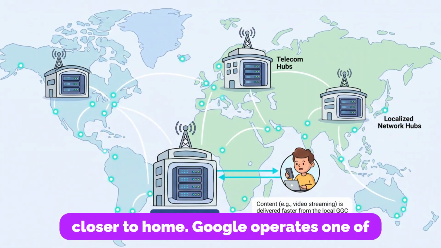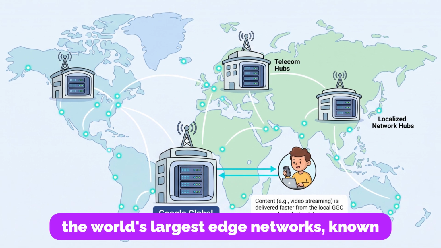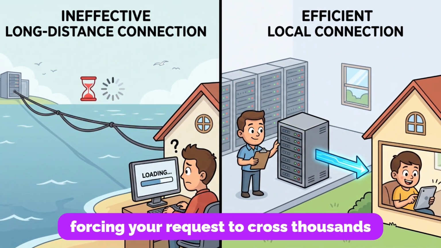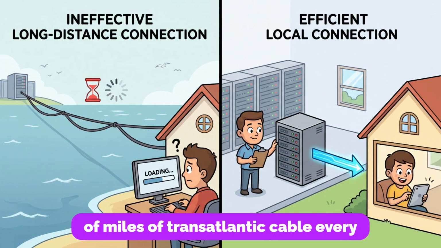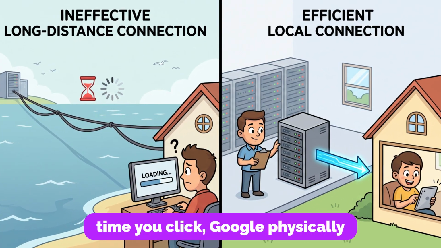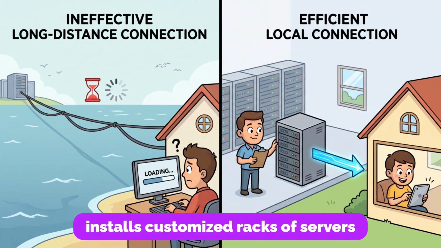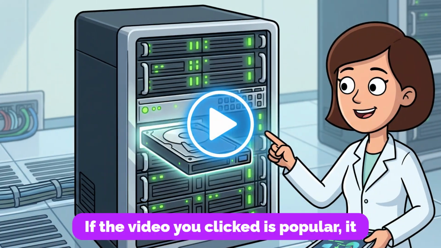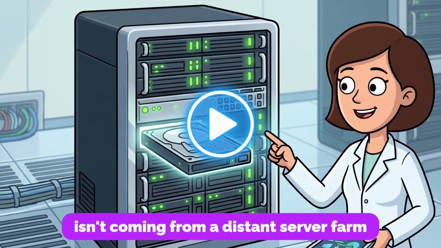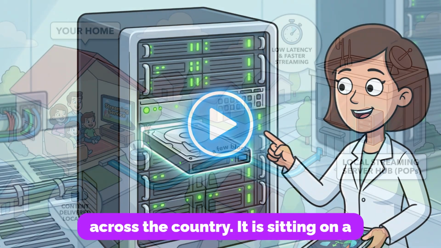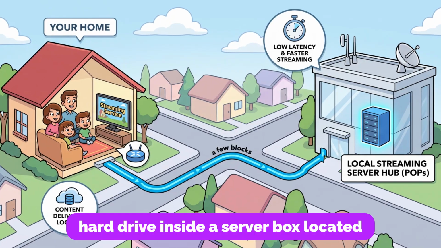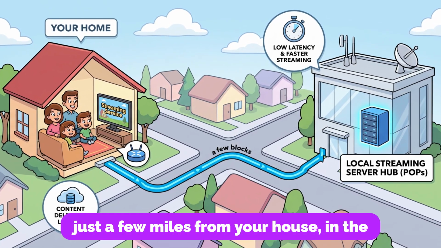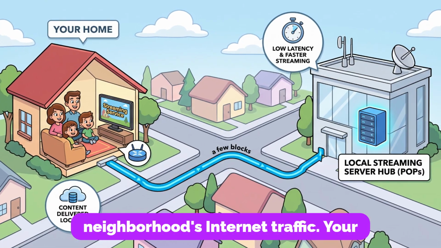Google operates one of the world's largest edge networks, known as Google Global Cache. Instead of forcing your request to cross thousands of miles of transatlantic cable every time you click, Google physically installs customized racks of servers inside the facility of your local internet provider. If the video you clicked is popular, it isn't coming from a distant server farm across the country. It is sitting on a hard drive inside a server box located just a few miles from your house, in the very building that routes your neighborhood's internet traffic.